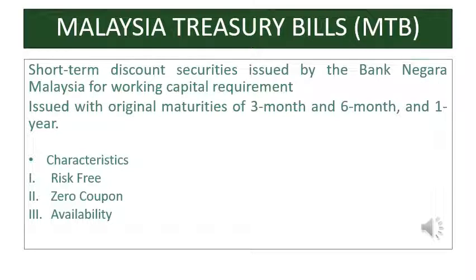Malaysia Treasury Bills are short-term discount securities issued by Bank Negara Malaysia, the central bank, for working capital requirements. They are issued with original maturities of 3 months, 6 months and 1 year. The function of Malaysia Treasury Bills is to finance government expenditure. So now let's move to the characteristics.